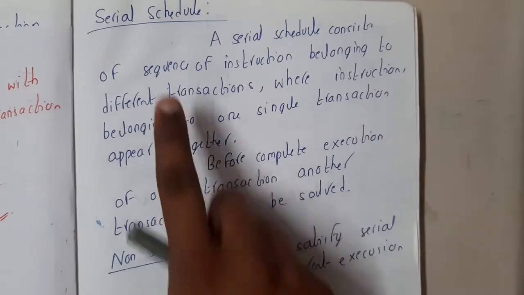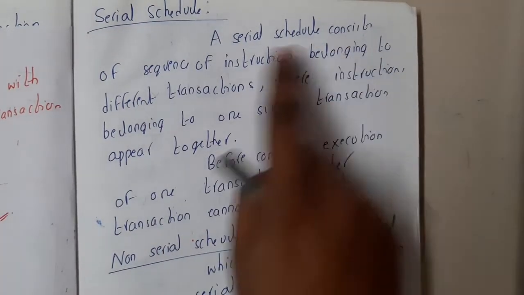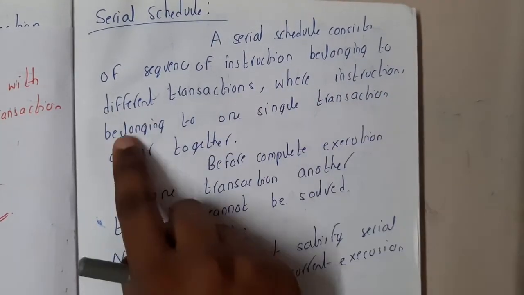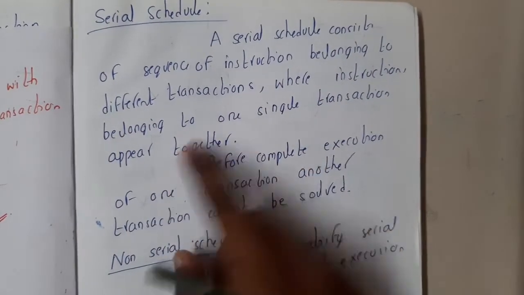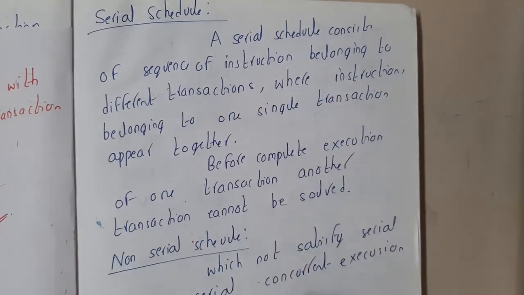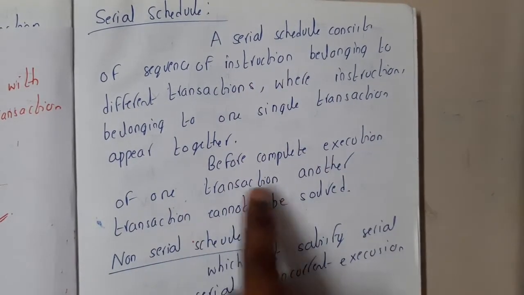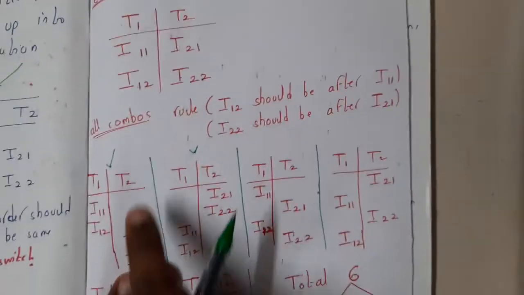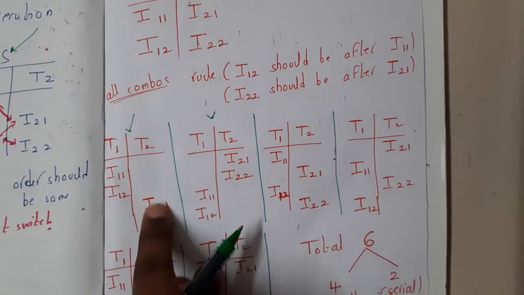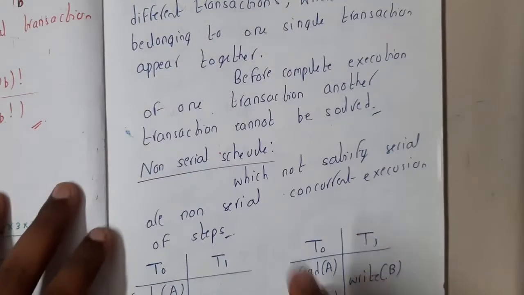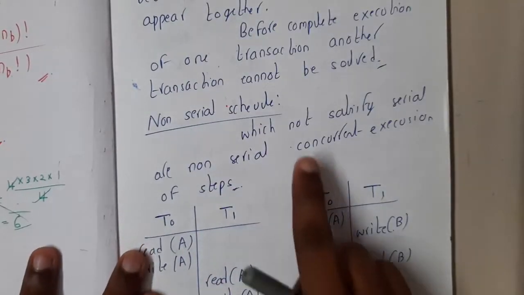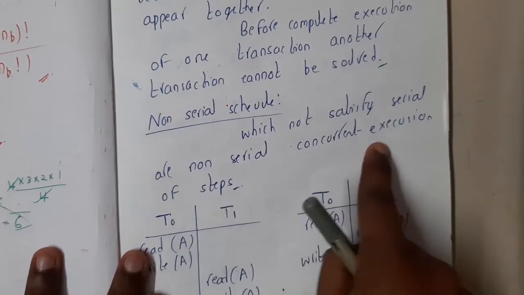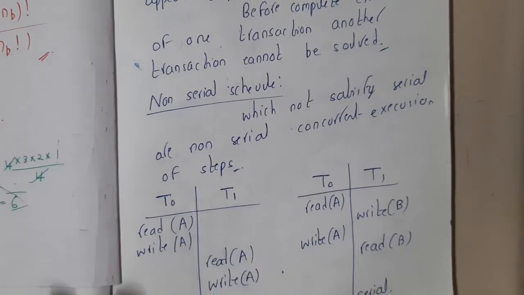Okay. So a serial scheduler consists of a sequence of instructions belonging to different transactions, where instructions belonging to one single transaction appear together. So before completing execution of one transaction, another transaction cannot start. So if you start with T1, it should be done completely, only then go to T2. So that is the concept of serial. When it comes to non-serial, it is the opposite of that, which does not satisfy the serial condition, with concurrent execution of these steps. Got it?